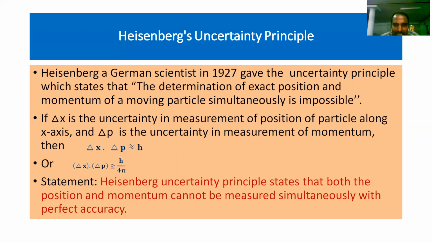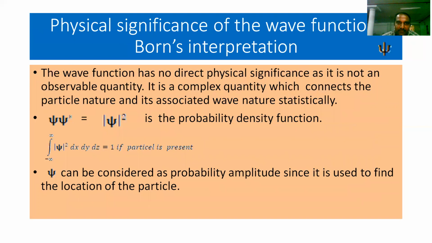If delta x is the uncertainty in the measurement of position of a particle along the x-axis and delta p is the uncertainty in the measurement of momentum, then the product of those two uncertainties, delta x and delta p, is nearly equal to h. In other words, the equation can be written as delta x into delta p greater than or equal to h by 4 pi. Therefore, the exact statement of the Heisenberg uncertainty principle is that position and momentum cannot be measured with perfect accuracy simultaneously.